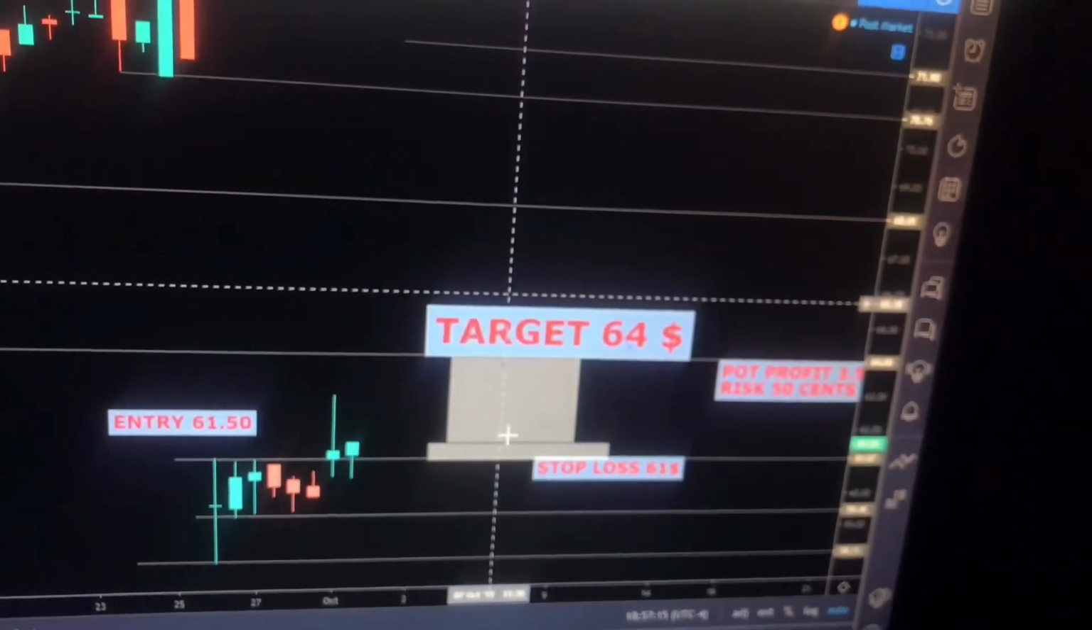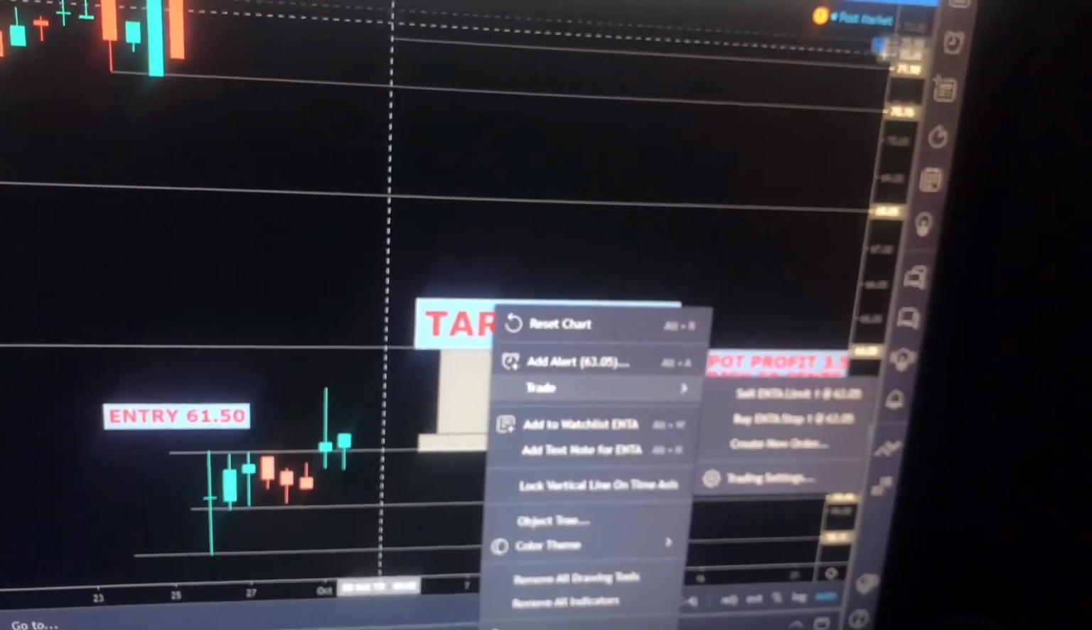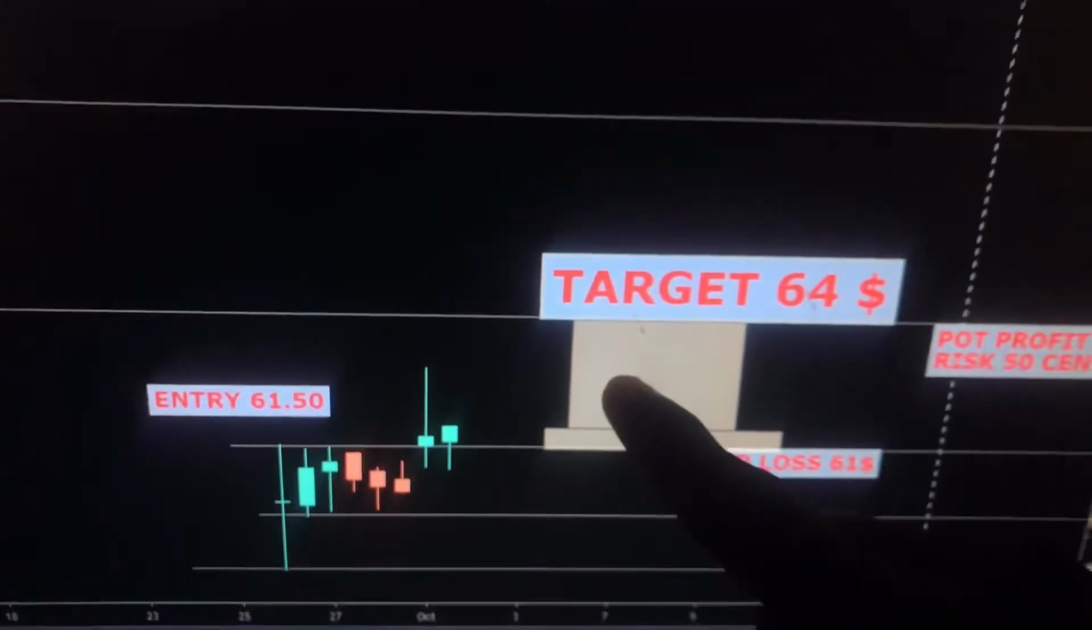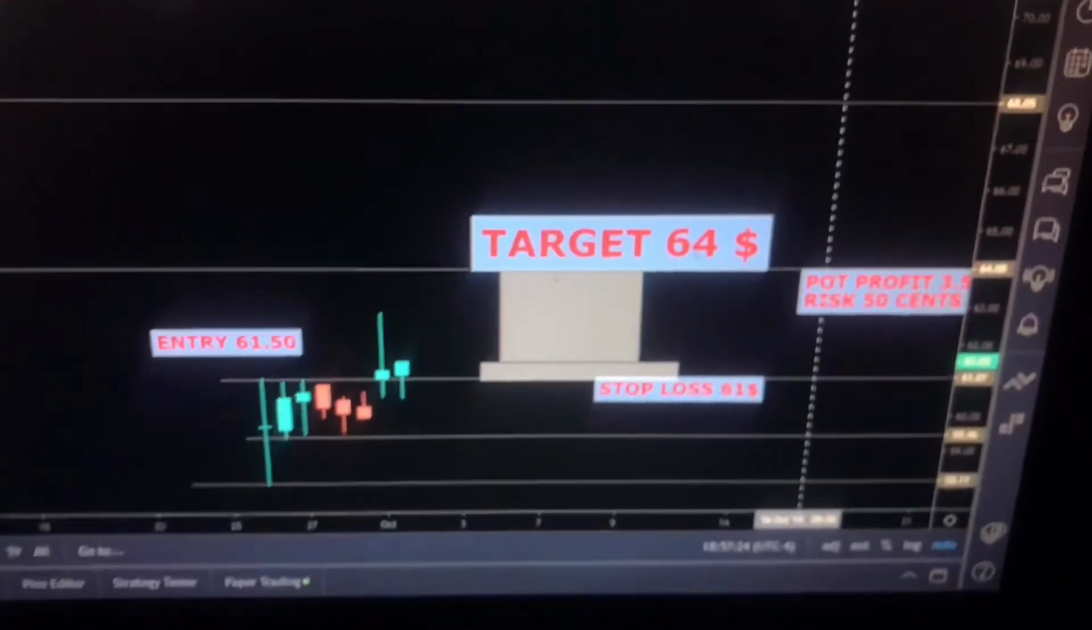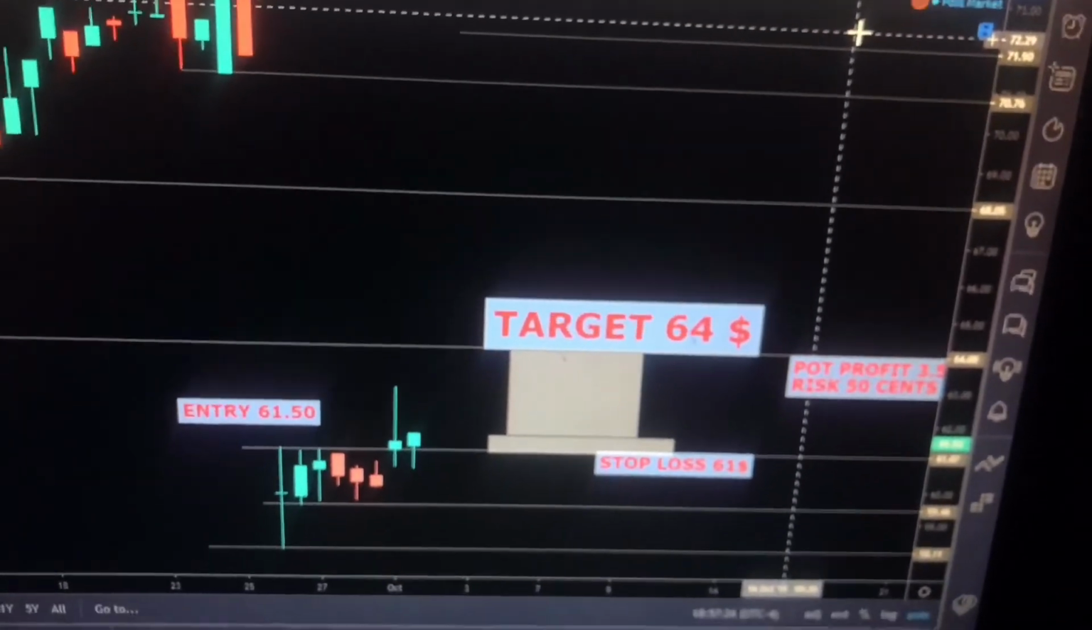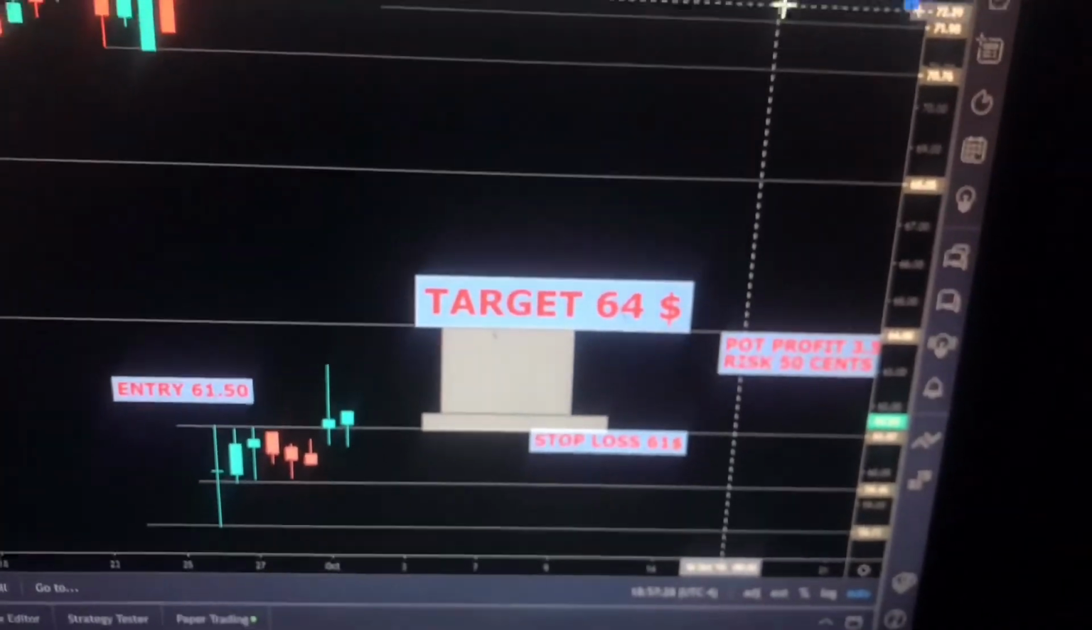All right, so we're going to make this green. It doesn't have to be green, but you understand what I'm saying. So this is my profit margin, and this is the small risk. Make sure you always do this for your trade. Plan them out so you can know exactly what you are doing.